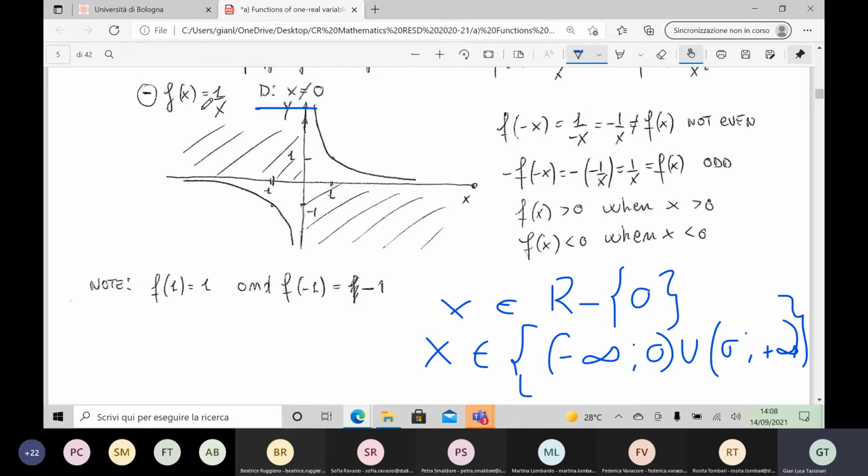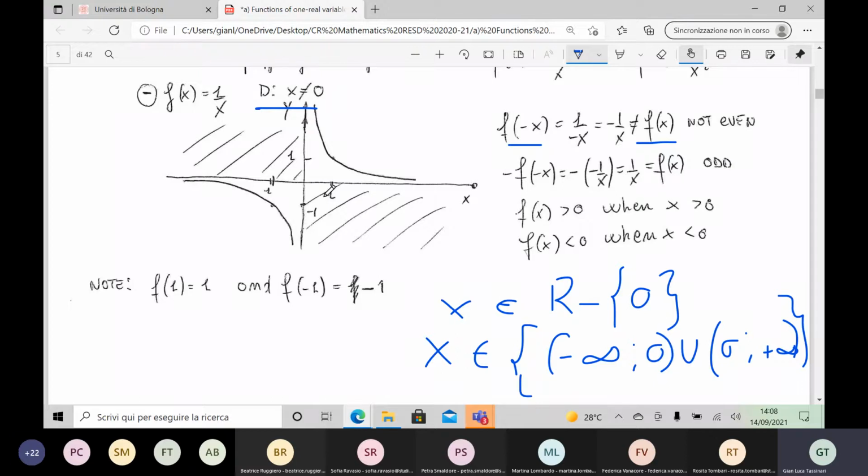So if you look at the chain of equality, at the end you get that f of minus x is different from f of x. So this function is not even. So it's not symmetric with respect to what? The vertical axis. Is this function symmetric with respect to the origin? We need to check if minus f of minus x is equal to f of x. So compute minus f of minus x.